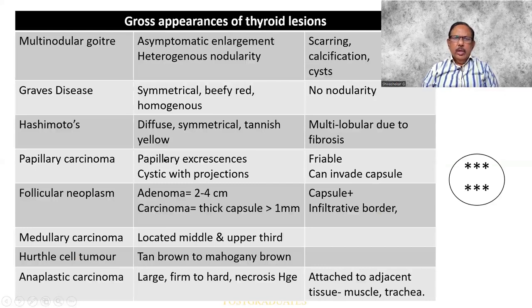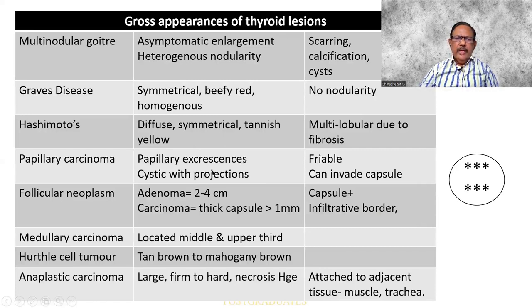Now, what are the gross appearances of the various thyroid lesions? MNG, you find that there is asymmetric enlargement, nodularity. There can be calcification and cysts. Graves' disease, beefy red, symmetrical because of autoimmunity, no nodularity. Hashimoto's, again symmetrical, it will be tan yellow, diffuse. Sometimes it can be multilobular because of fibrosis. There are three variants of it. I will be showing you a picture of it.